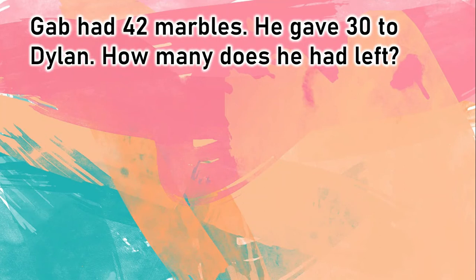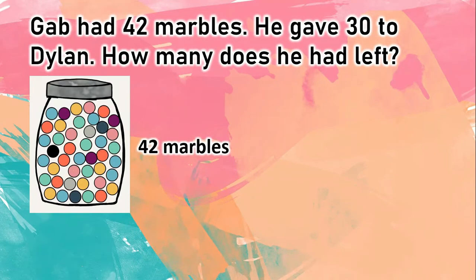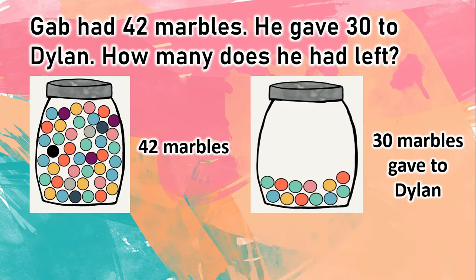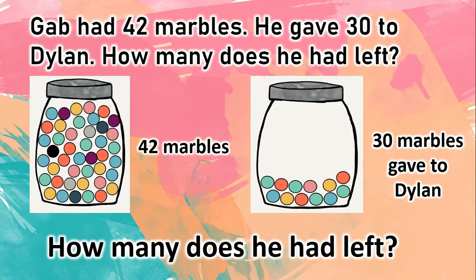Very good. This is the next problem. Gab had 42 marbles. He gave 30 to Dylan. How many does he have left? Again, you have to write all the given: 42 marbles, and he gave 30 marbles to Dylan. And how many does he have left? That would be the asked. You look for the hidden question.